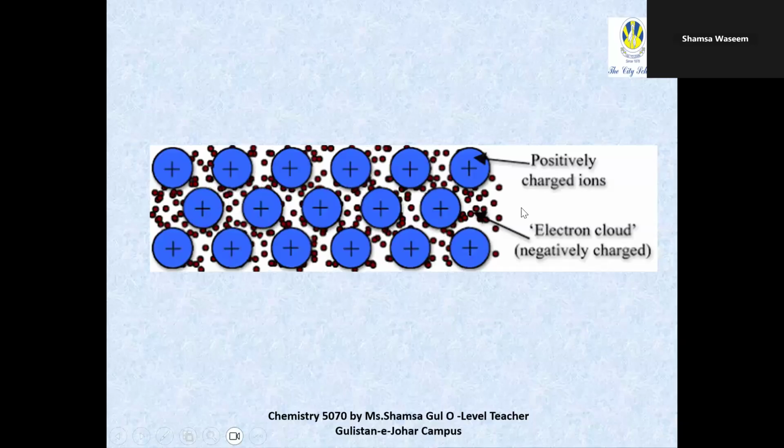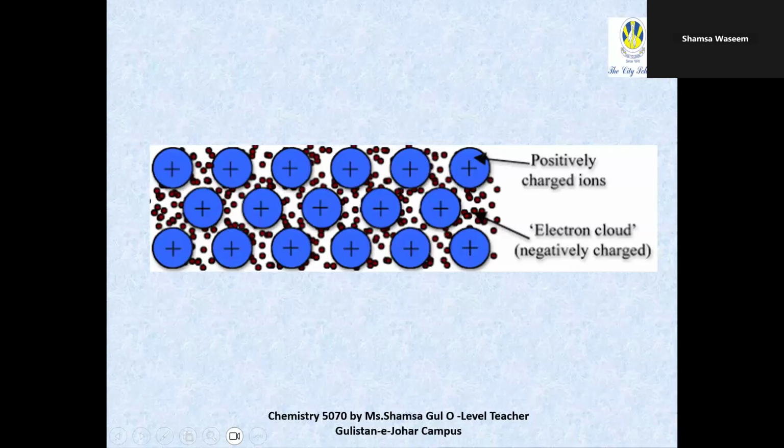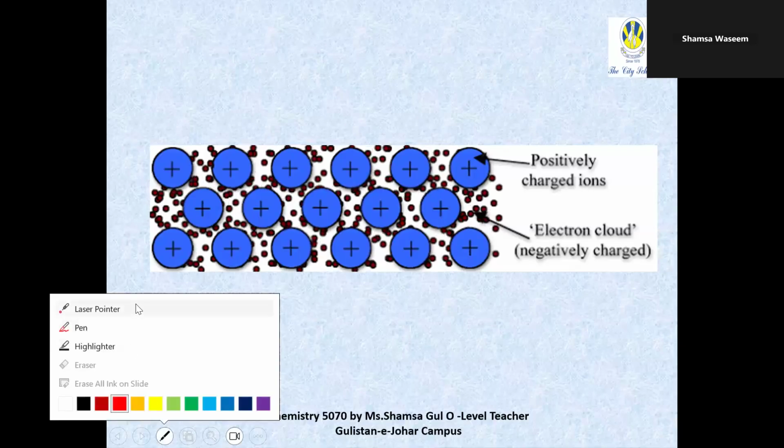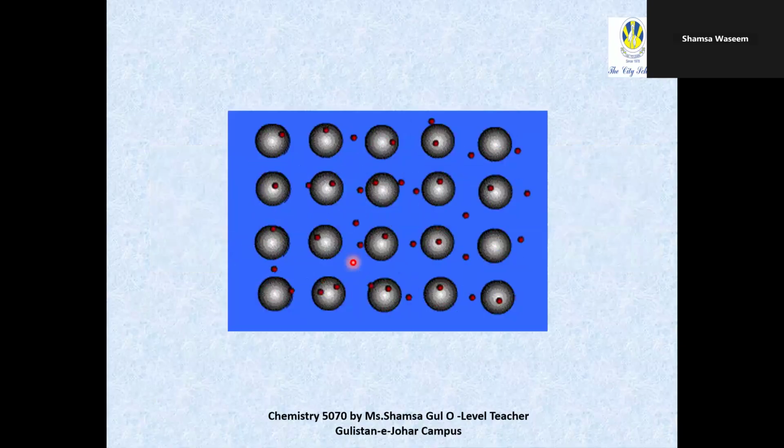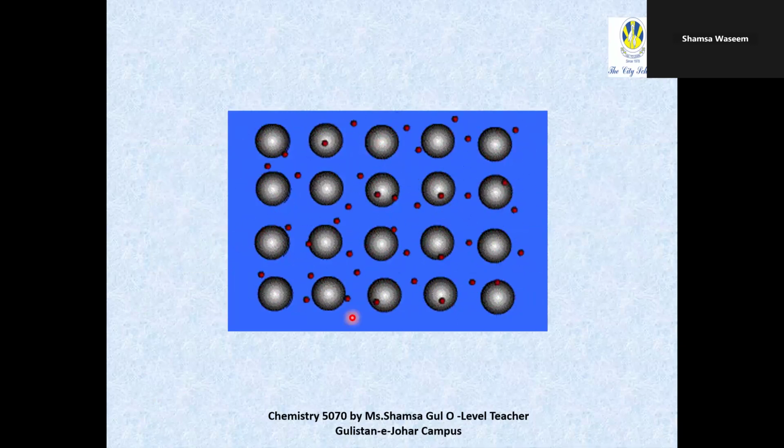So in the metals, the positive metal ions stay at the fixed position. The mobile electrons are the electrons which move. See, the metal ions stay at the fixed position, the electrons are moving. All right, so that's it.